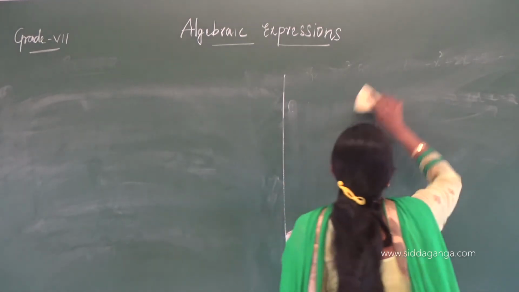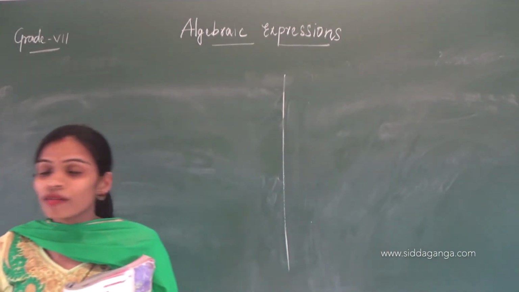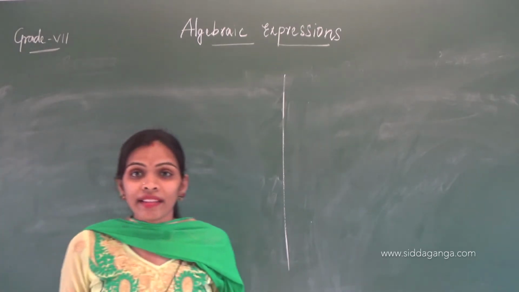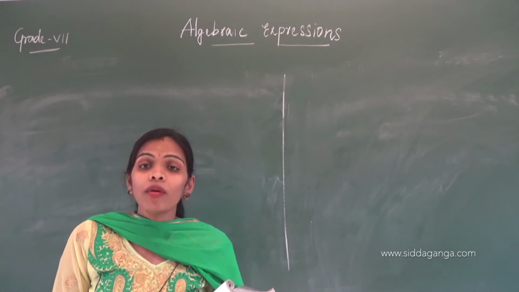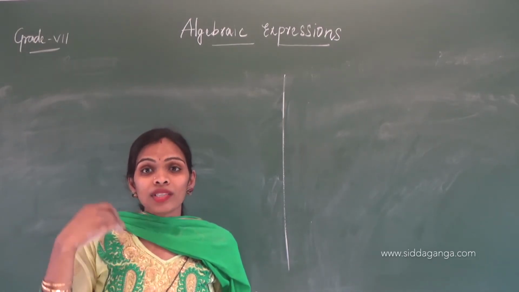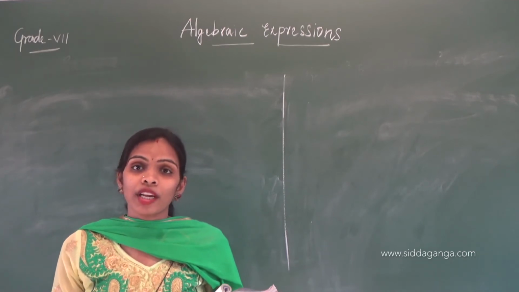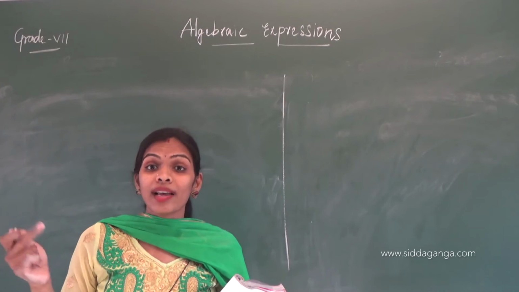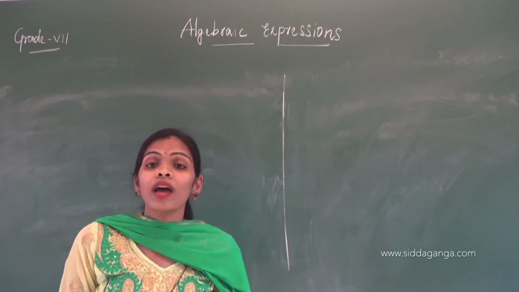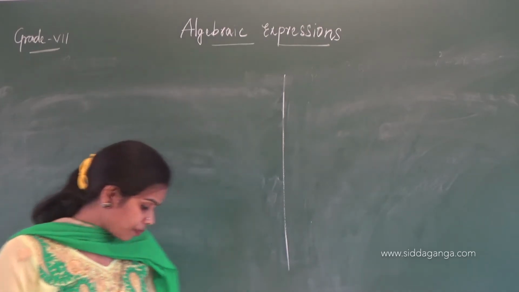Whatever they have given, first we have to write the algebraic expression, and then we have to write the given variable value, and then we have to substitute the value of the variable in the algebraic expression. If you solve that, then we will get the value of the answer. That means the answer for the value of the algebraic expression.